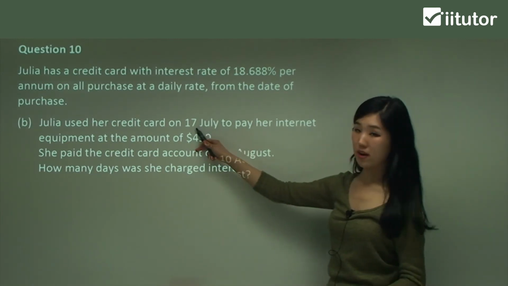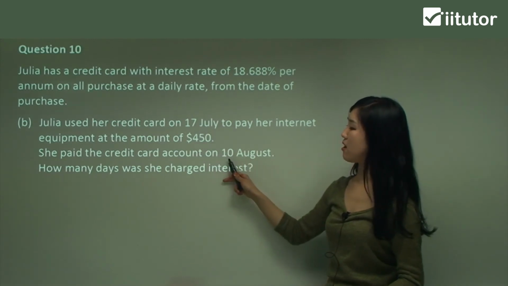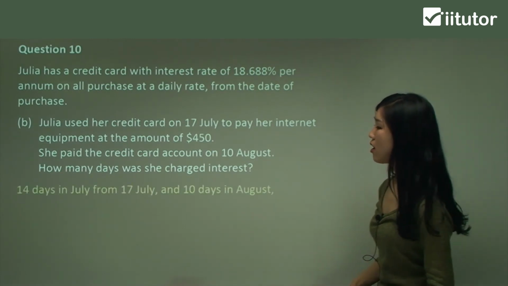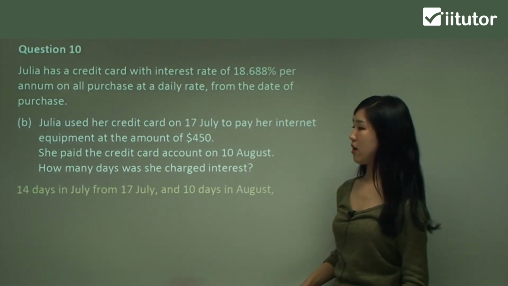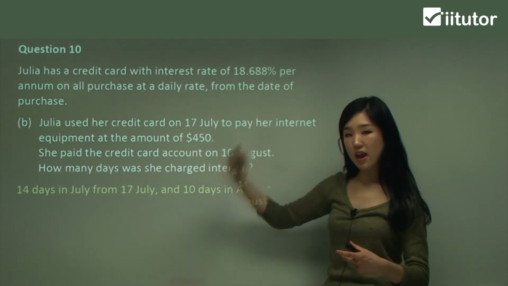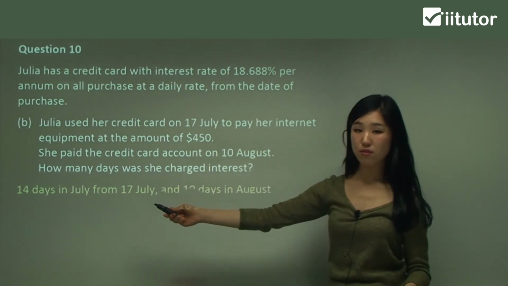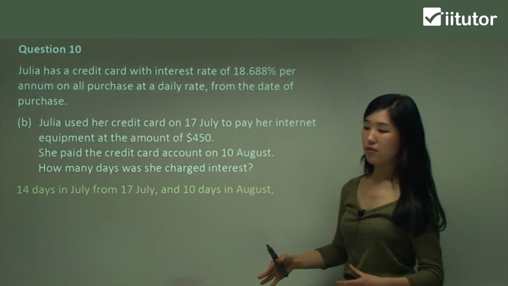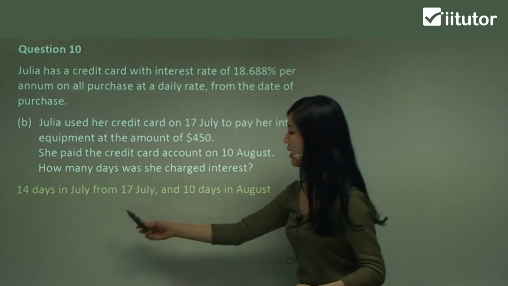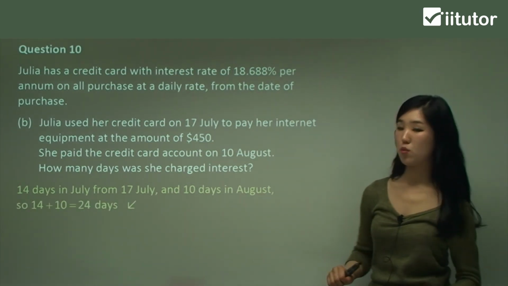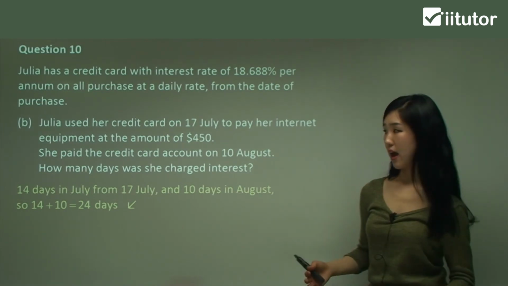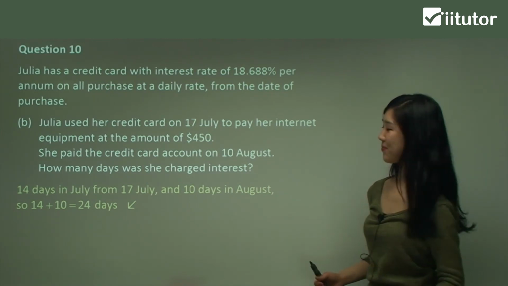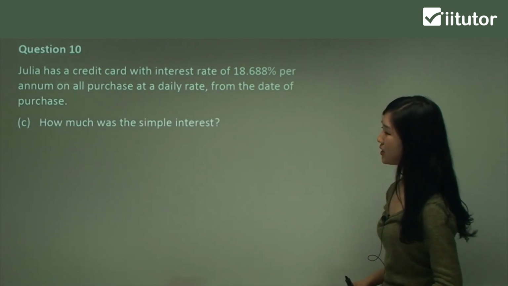So she used her credit card on the 17th of July and she paid it off on the 10th of August. Within that period, we're going to be charging interest. So 14 days in July from 17th of July. From the 17th of July until the end of July, we only have 14 days left. And for the 10th of August, we have 10 days in August. So in between those two periods, we have 14 days plus the 10 days. So it's simply going to be 24 days we're going to be charging interest. If you want to get along with this topic well, you've got to know how many days in each month.